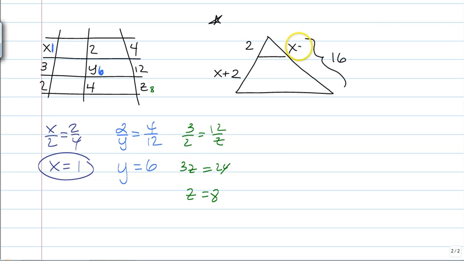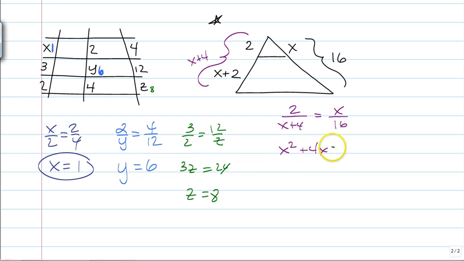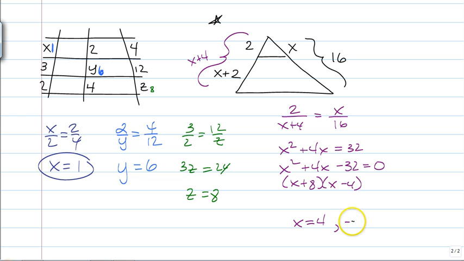Okay? And last for this guy, this is going to give us x plus 4, because if you add the top and the bottom, we have x plus 2, which is going to give us x plus 4. So for this, what I would do would be 2 over x plus 4 is equal to x over 16. And then you cross multiply, you get x squared plus 4x is equal to 32. So x squared plus 4x minus 32 is equal to 0, which is going to give you your x plus 8 and x minus 4, which means x is equal to 4 and negative 8.